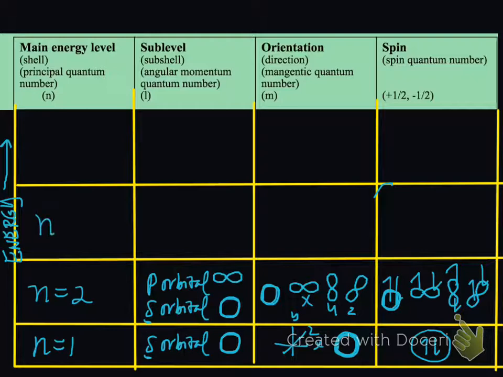Let's go up to n equals 3. On the third main energy level, we have an s orbital, it's the 3s orbital. We have p orbitals, and now we add one more. We add a d orbital.